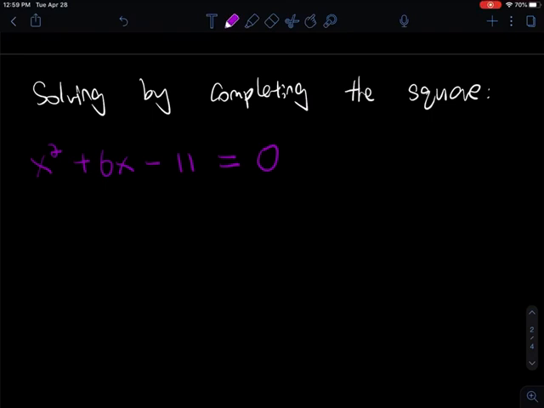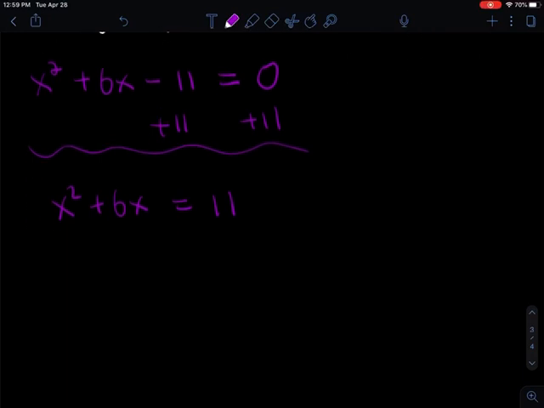You want to move the number, or the constant, to the other side. So let's go ahead and move the number part to the other side. Then we get x squared plus 6x equals 11. Again, we're not solving by factoring anymore because this cannot be factored, so we're not going to have the 0 on the other side. Let's add the 11 to the other side, and then we end up with something that looks like this.